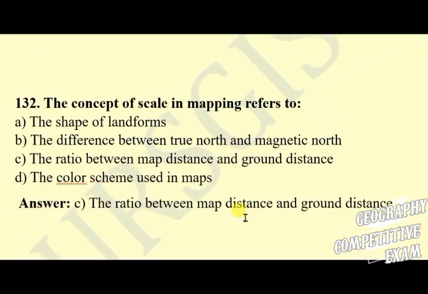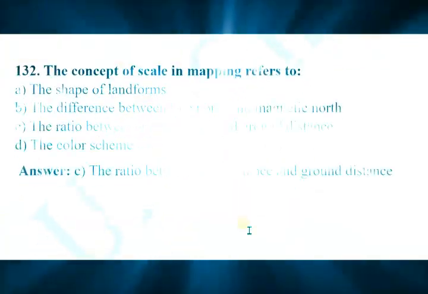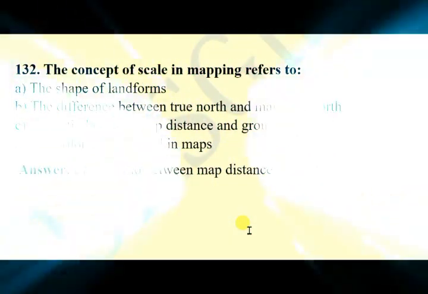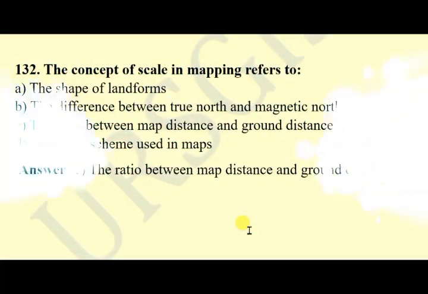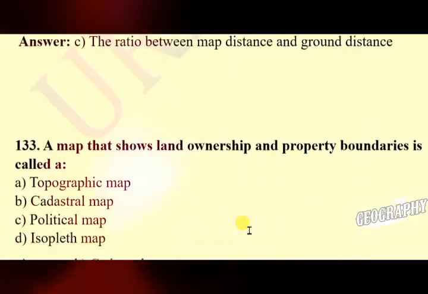Question 132. The concept of scale in mapping refers to the shape of landforms, difference between true north and magnetic north, the ratio between map distance and ground distance, the color scheme used in maps. So the right answer will be the ratio between map distance and ground distance; that is what scale in mapping refers to.